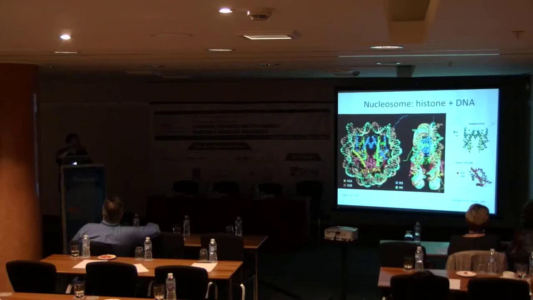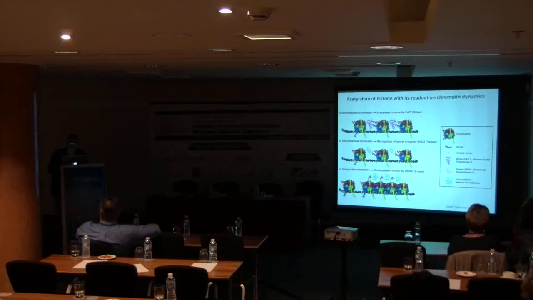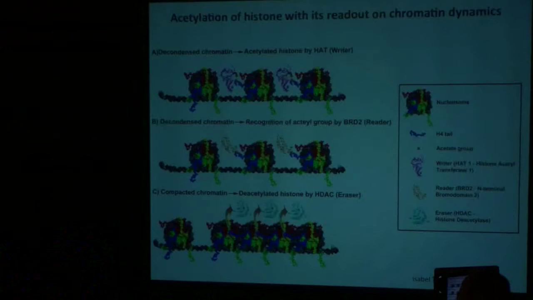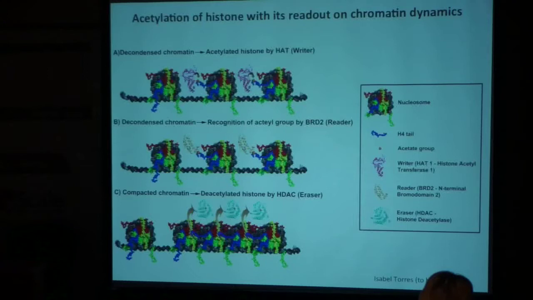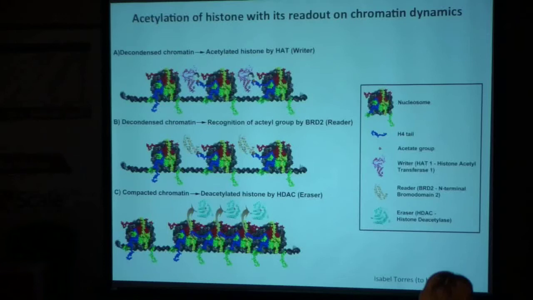The nucleosome is the basic unit of the chromatin, a repetitive unit of the chromatin. Here we have three nucleosomes. It's a small chromatin fiber, and I'm representing here the readers, erasers, and writers on the chromatin. What are these? These are enzymes that can deposit chemical groups on chromatin, and this has an impact on chromatin. In other words, it is able to open and close the chromatin, and that's why chromatin is the major regulator of gene expression.